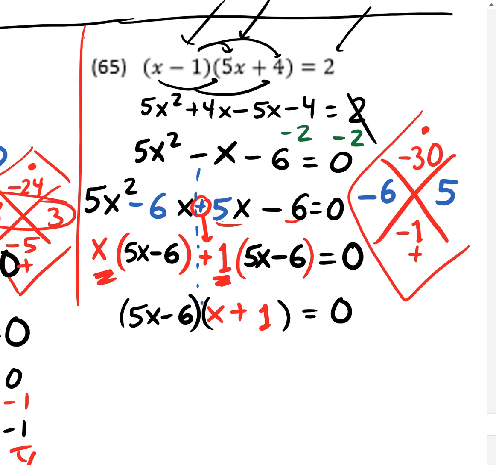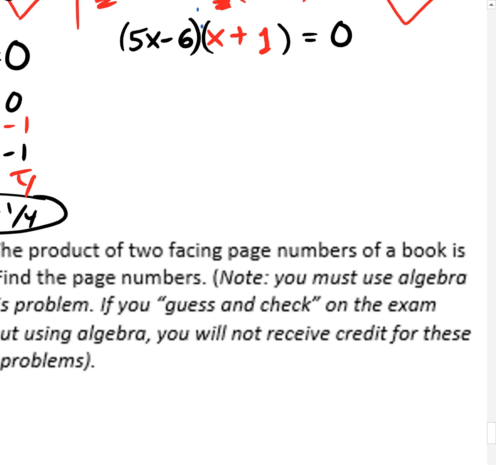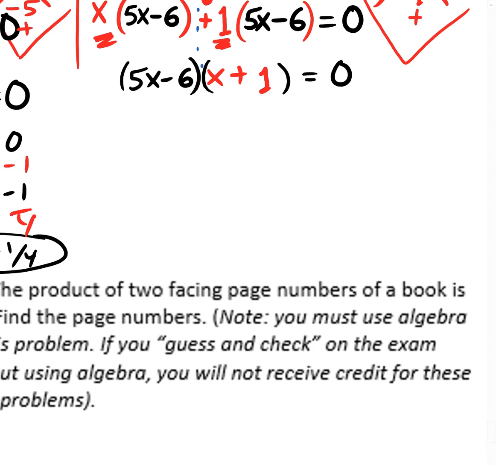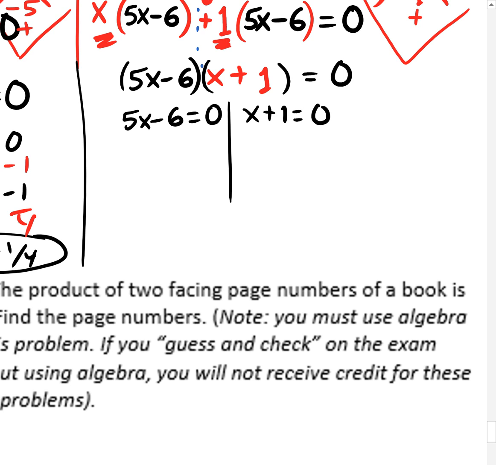Okay, we almost have it. Now if I just set each of those factors equal to 0, 5x minus 6 equals 0, and then x plus 1 equals 0. To solve the first one, I'm going to start by adding 6 to the other side. That way I'll have 5x equals 6. And the last step there would be to divide by 5, and then we'll have one solution.